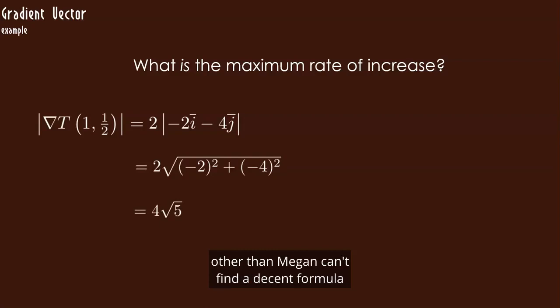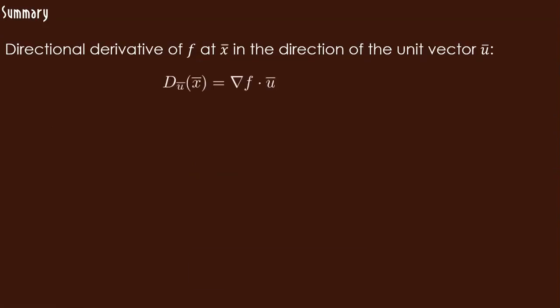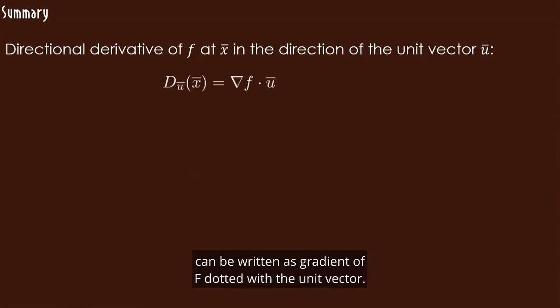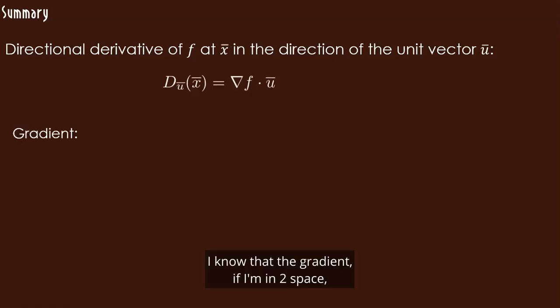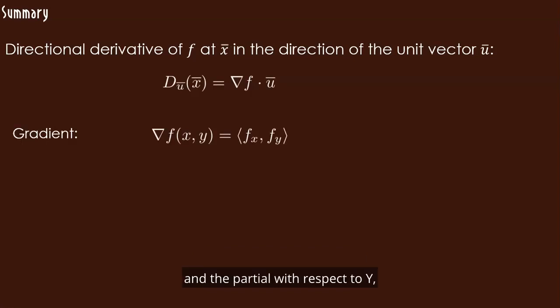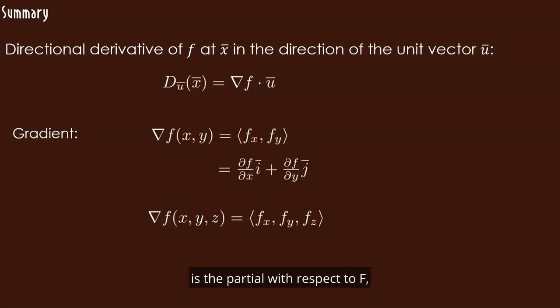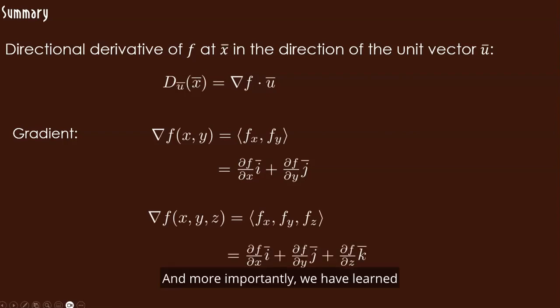So what have we learned? Other than Megan can't find a decent formula for the temperature of the beach at point x, y, we've learned that the directional derivative of f at x in the direction of the unit vector u bar can be written as the gradient of f dotted with the unit vector. I know that the gradient, if I'm in 2 space, looks something like this, the partial with respect to x and the partial with respect to y, or for physicists with the i and the j. And if we're in 3 space, the gradient of f is the partial with respect to x, the partial with respect to y, the partial with respect to z, or for my physicist friends, this. And more importantly, we have learned that the gradient gives us the direction of greatest change for the function.